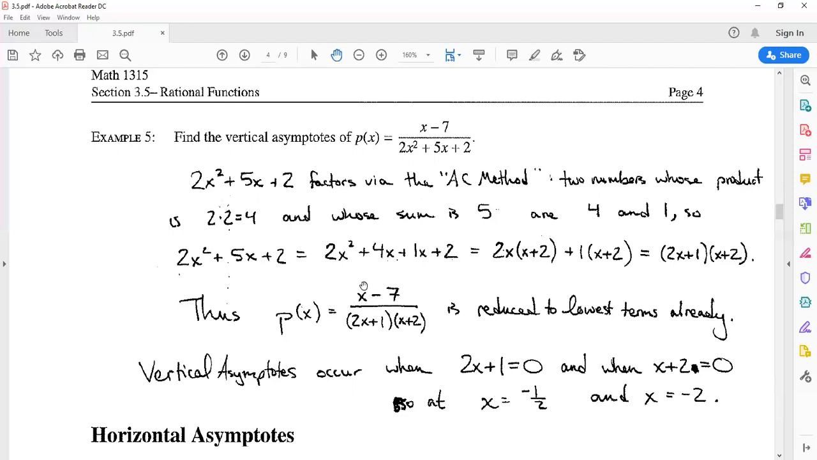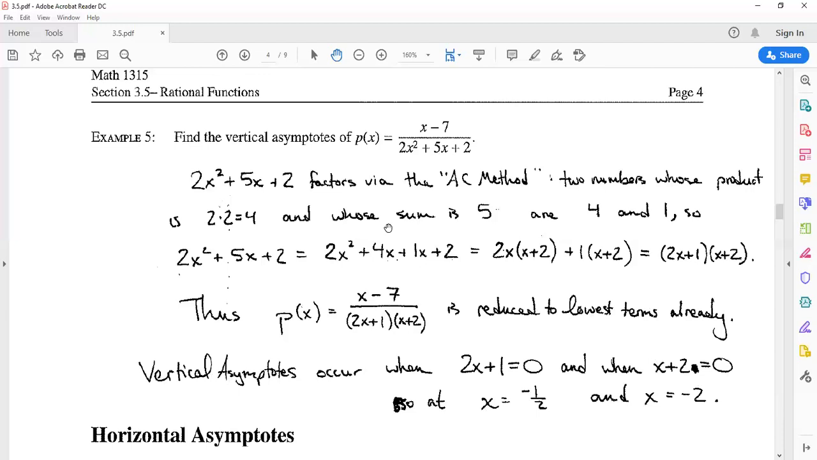I don't see any common factors here, so there's no need to do any dividing out. So all we need to do now to determine where the vertical asymptotes occur is to set the two factors from the bottom equal to 0 and solve for x. So when 2x plus 1 equals 0, we get x equals minus a half. Just subtract 1 and divide by 2. And when x plus 2 equals 0, we get x equals minus 2. So there's two vertical asymptotes for this particular rational function. They occur at x equals negative 1/2 and x equals negative 2.